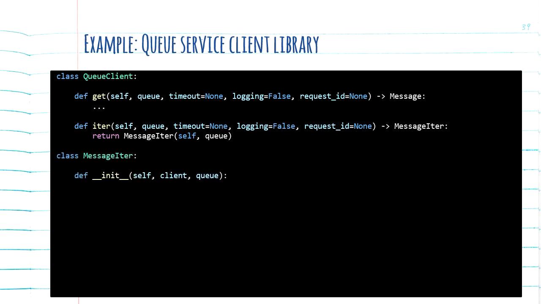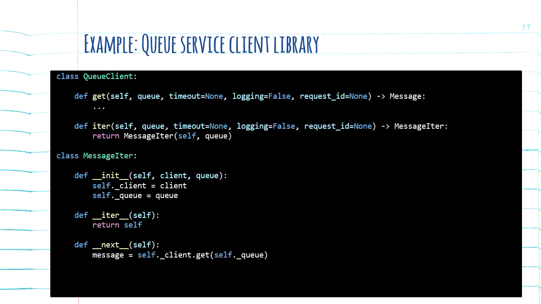Now, to define our message iterator, we take an instance of the client, our queue client, along with the queue name. And we want to implement two dunder methods here. The first is iter, to define this as an iterable object, which just returns its own instance. And the next is the dunder next operation, which determines how to receive the next message in the queue. In this case, we're just calling our get function. We want to raise stop iteration if we run out of messages. This error is not raised to the user. It simply signals to Python that the iterator is complete.